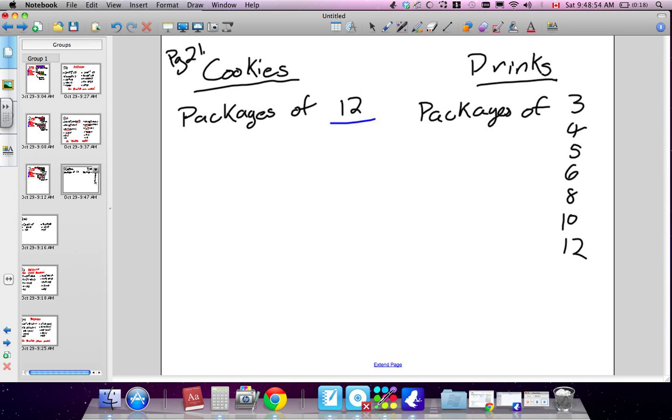Okay, this is a chapter review. So, this question says that cookies come in packages of 12. Just 12. If we were to buy packages of drinks, and they come in different types of packages, in order for them to always be equal, how many of each package would we have to have? So to buy the same number of cookies and drinks.